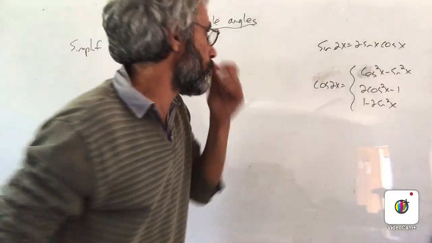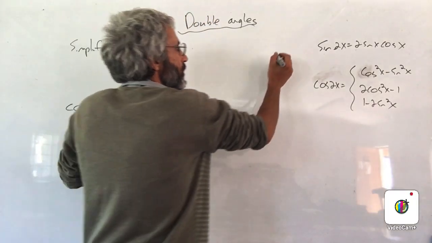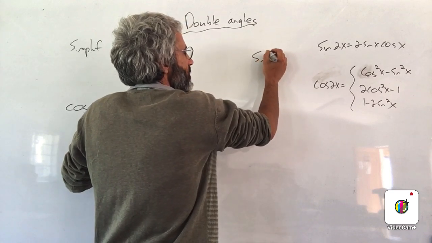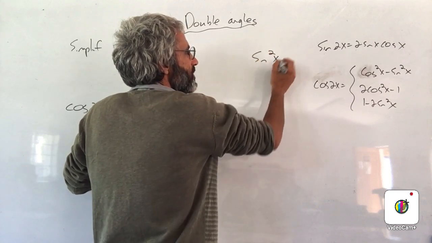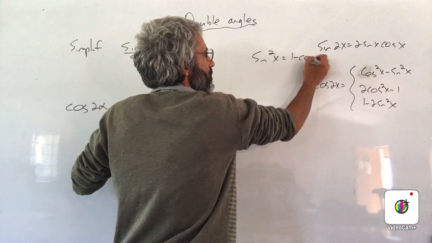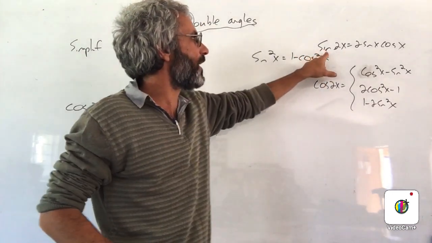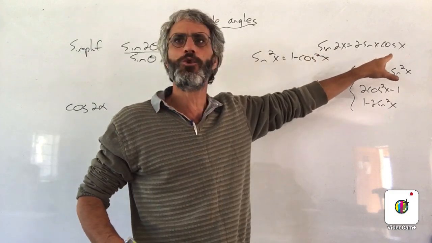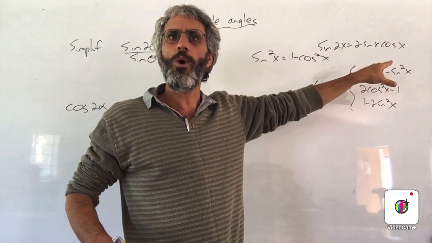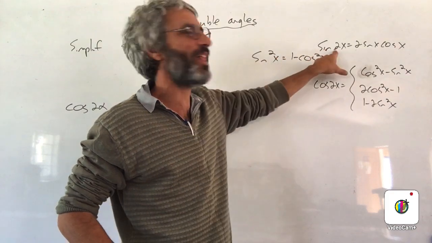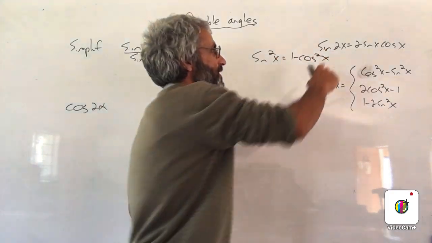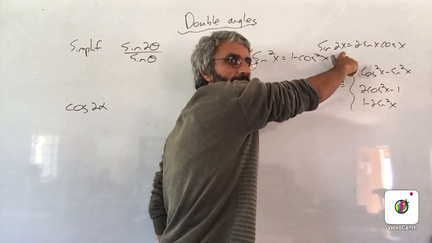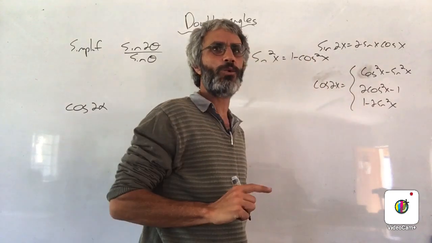Yes, question. Good question here. You want to say, hang on, I know that sine square x is 1 minus cosine square x. Why are you telling me that sine 2x is not that? Why is it 2 sine x cosine x? What is the difference between that and that? This is 2 times x. This is squared, sine x squared.